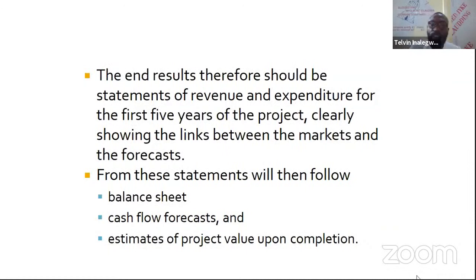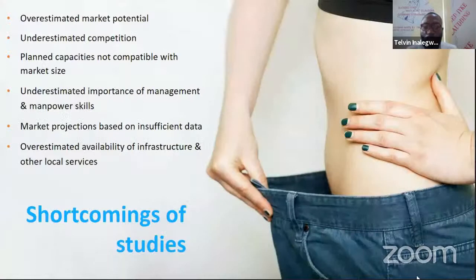The end result of a feasibility study should be a statement of revenue and expenditure for the first 5 years of the project, clearly showing the links between the markets and the forecast. From this statement will then follow balance sheet, cash flow forecast, and estimates of project value upon completion. Let's look at shortcomings of feasibility studies.